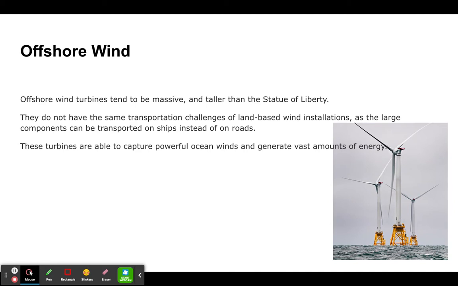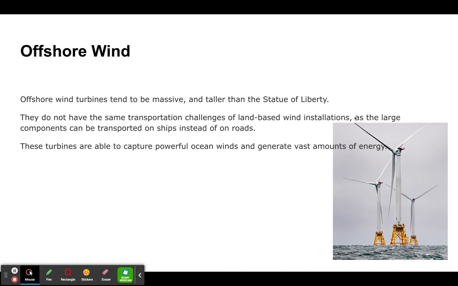Offshore wind does not have the same transportation challenges of land-based wind installations, as the large components can be transported on ships instead of on roads. Building a windmill has parts: you first get the base, then the tower, and then the turbine blades to make one full turbine. At sea you don't have roads or trucks, so you have to assemble them at sea. That's very difficult because of all the large winds.